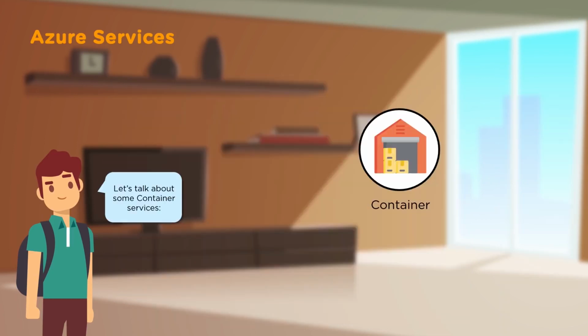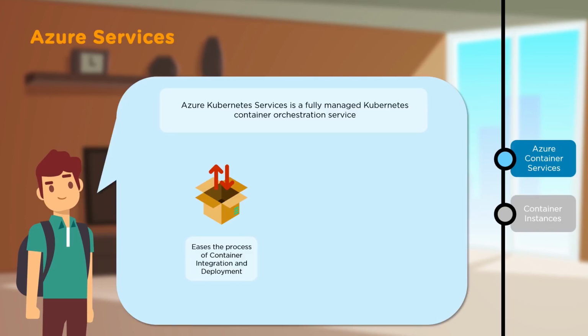Next, let's have a look at some container services. First, let's talk about ACS, or Azure Container Services. It is also known as Azure Kubernetes Service, as it's a fully managed Kubernetes container orchestration service. What this means is that it eases the process of container integration and deployment. It can also be used with other security resources like virtual networks, cryptographic keys, and so much more to ensure that your container is kept secure.